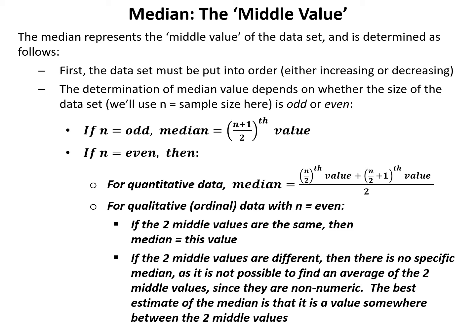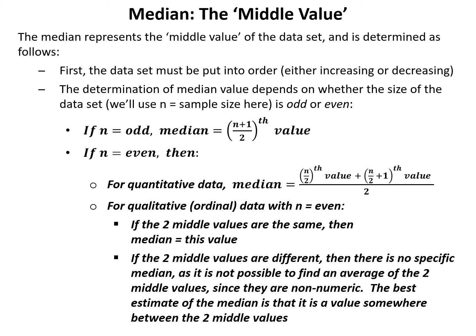So we'll start with the odd case because it's the simpler case. If the size of the data set is an odd number, then there will be a middle value, and that median value will simply equal the (n plus 1) over 2th value.